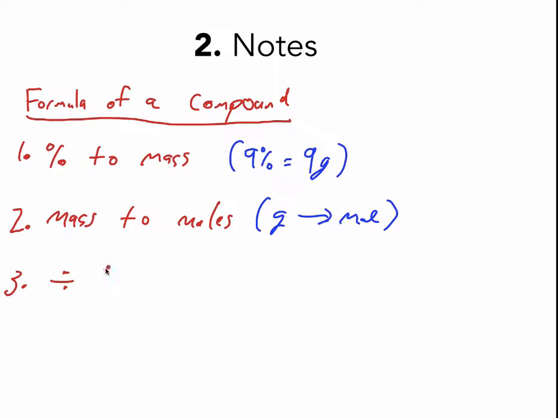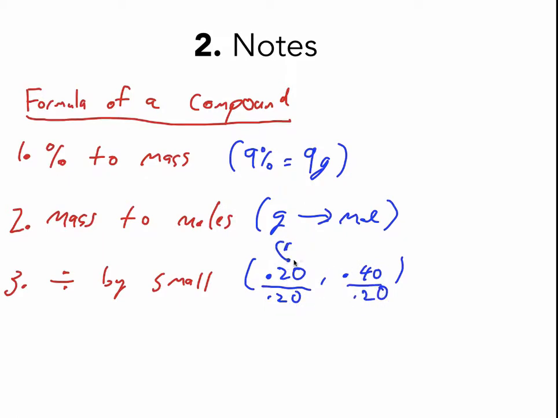Divide by small. If you have two numbers, let's say 0.20 and 0.40, what you're going to do is pick the smallest one, here that's 0.2, and divide them both by it. You're going to end up with one that is 1, and in this case, you have a 2.